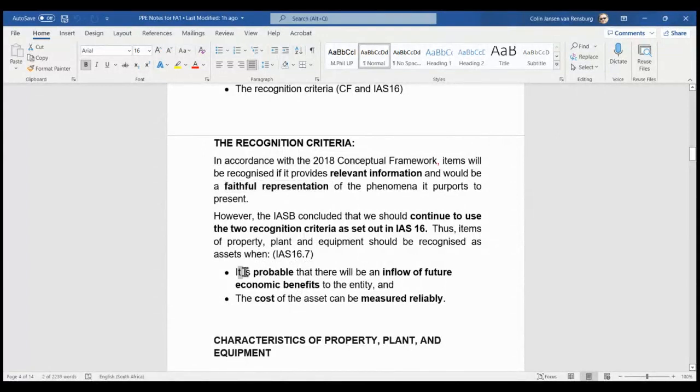Firstly, it should be probable, and that is why we've bolded that, right? That is an important word. Probable, in other words, the likelihood must be very high. So it must be probable that there will be an inflow of future economic benefits to the entity as a result of that specific asset. So because you are owning that asset, or because you have the right over the asset, it will result in the inflow of future economic benefits. If it doesn't, then you should actually not even recognize it, right?